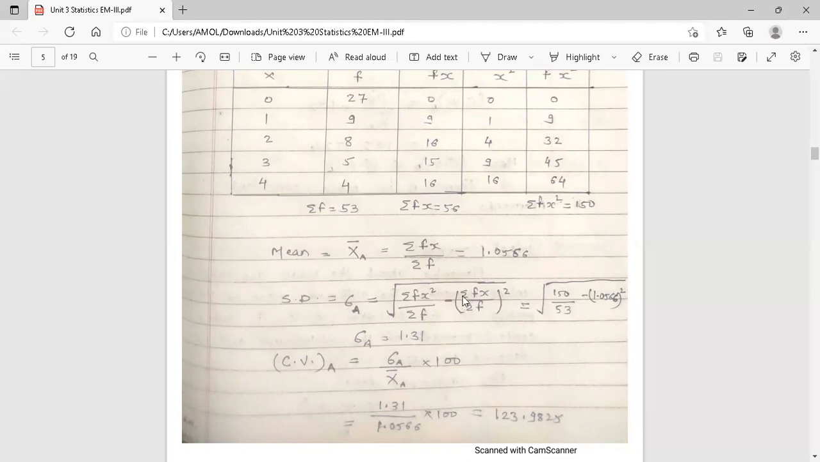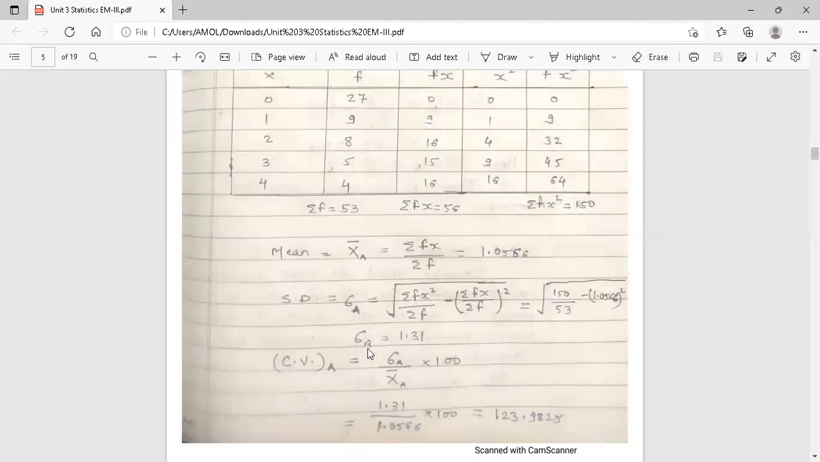This is the formula of arithmetic mean, so its value we have calculated. It is 1.0566, and then the square of this arithmetic mean. Now simplify or calculate this value: under root 150 upon 53 minus bracket 1.0566 whole square, and the calculated value is 1.31.